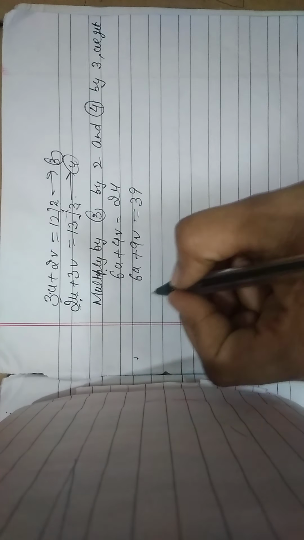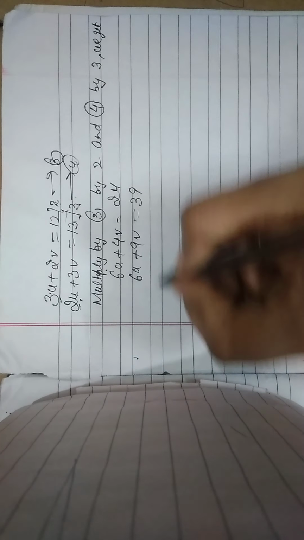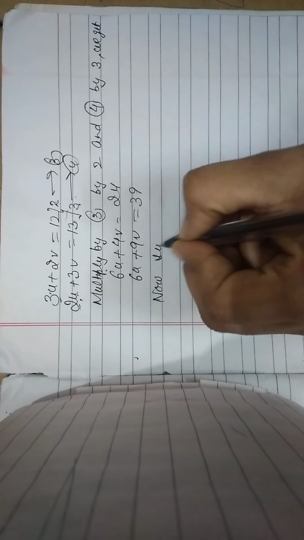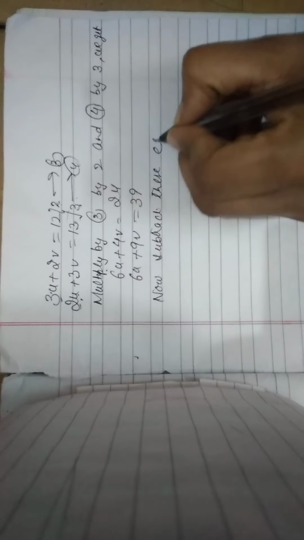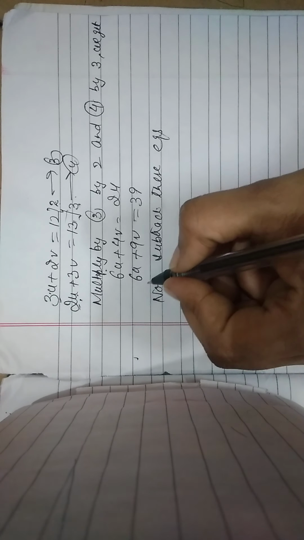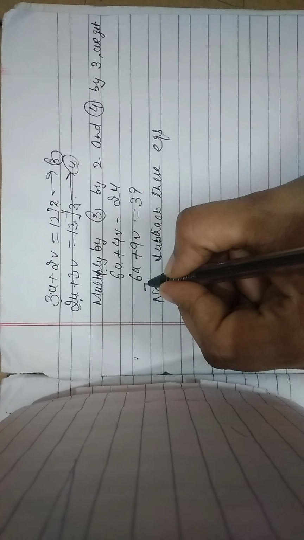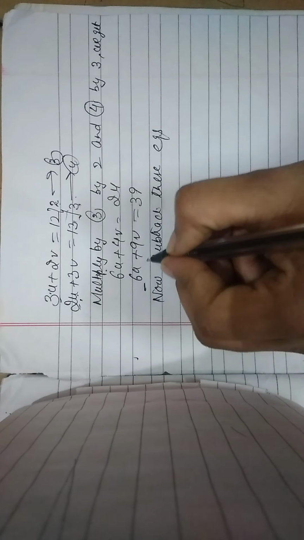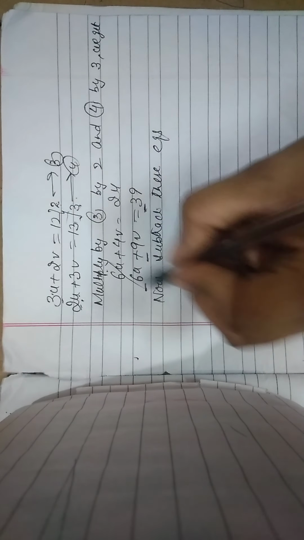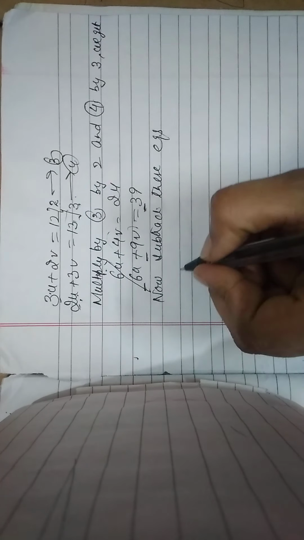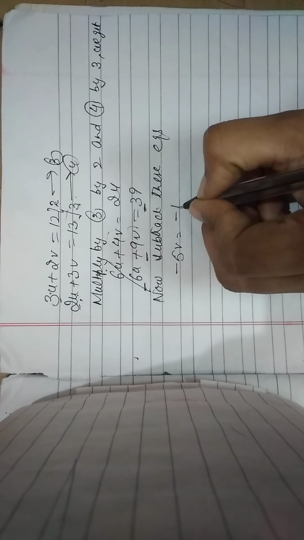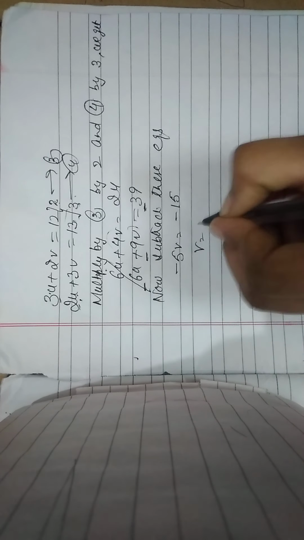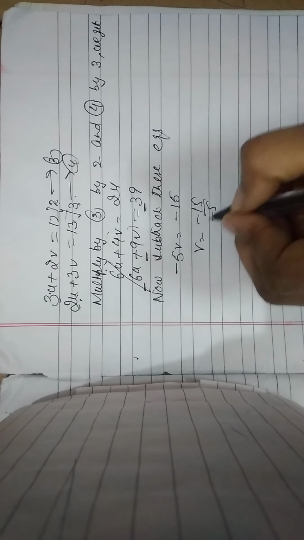Now subtract these equations. Subtract means we have to change the sign. Always change the sign: plus becomes minus, minus, minus. Now 6u cancels. Here is minus 5v equal to minus 15. v is equal to minus 15 upon minus 5. So the value of v is 3.